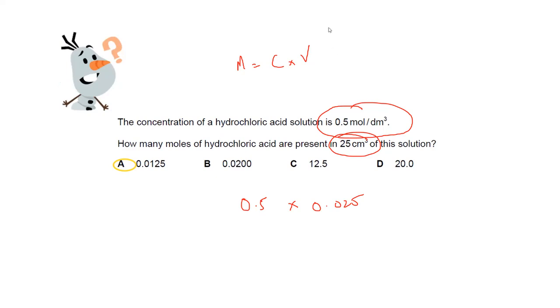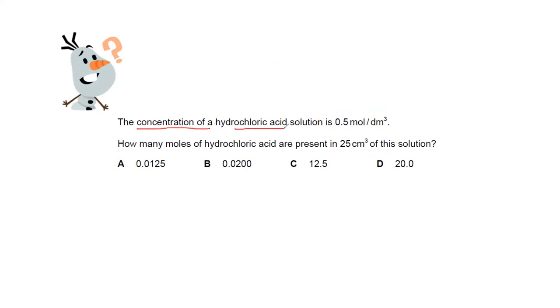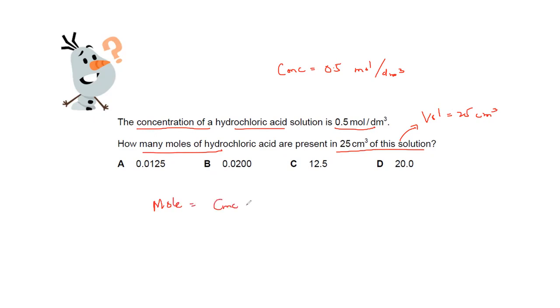As you can see in the question, the concentration of hydrochloric acid is 0.5. So concentration is given to you, which is 0.5. The unit of concentration is mole per dm cube. How many moles are there? They're asking for moles present in 25 cm cube of the solution. So volume is given, that is 25 cm cube. So the formula which relates concentration and volume is moles equal concentration multiplied by volume.